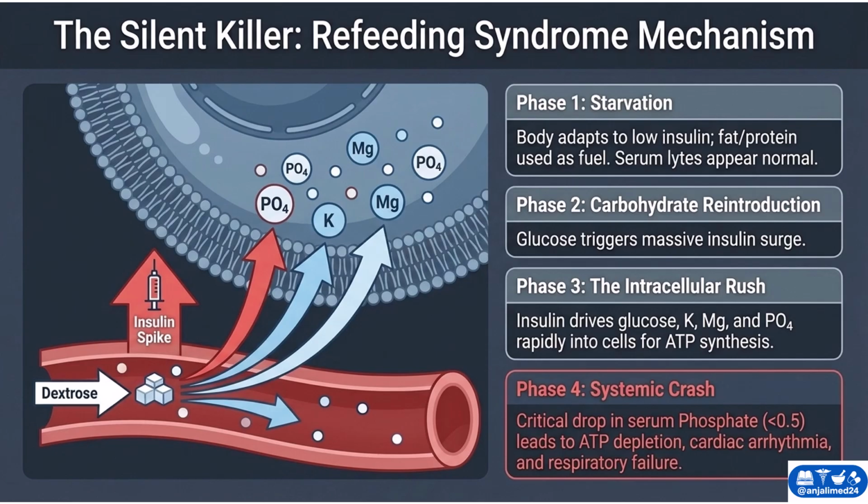This leads to phase 4, the systemic crash. Serum phosphate levels can fall dramatically, often below 0.5 millimoles per liter, resulting in severe ATP depletion. Patients may develop muscle weakness, respiratory failure, life-threatening cardiac arrhythmias, heart failure, seizures, and even sudden death if the condition is not recognized promptly.